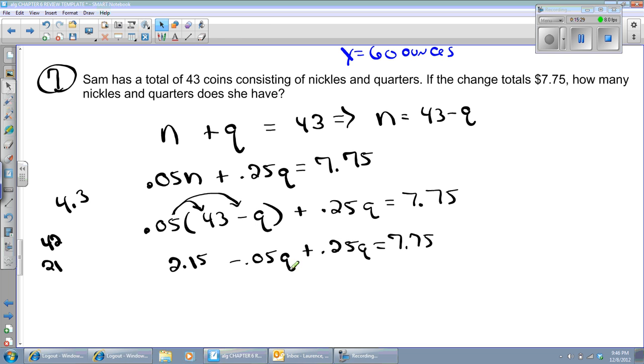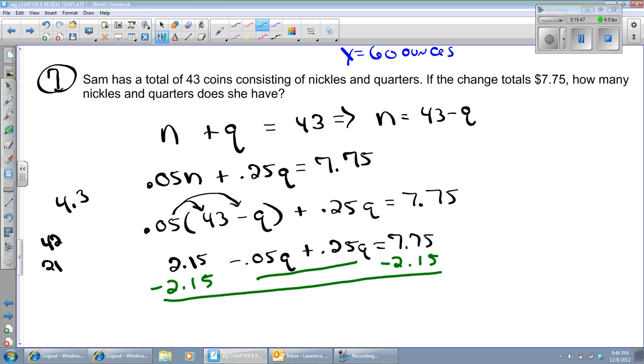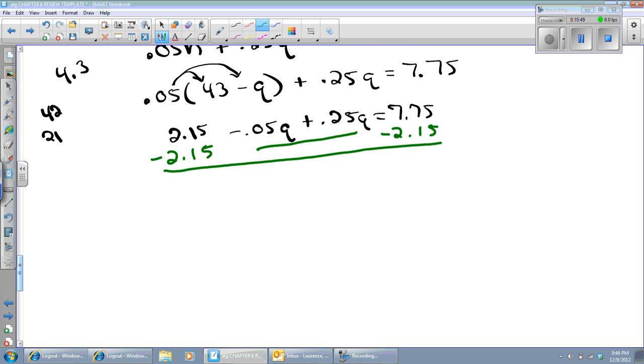Again, I've got like terms here. Oops, not there. I've got some like terms here. I'll put those together, and I'm also going to subtract $2.15 from both sides. So what that will give me will be 0.20q, which, by the way, I'm thinking in my mind that's 1/5, and that's going to be 5.6.